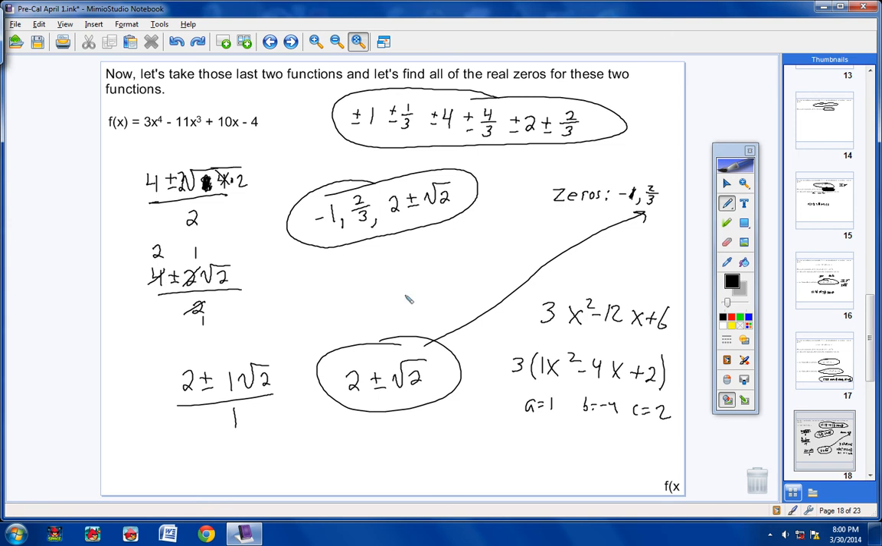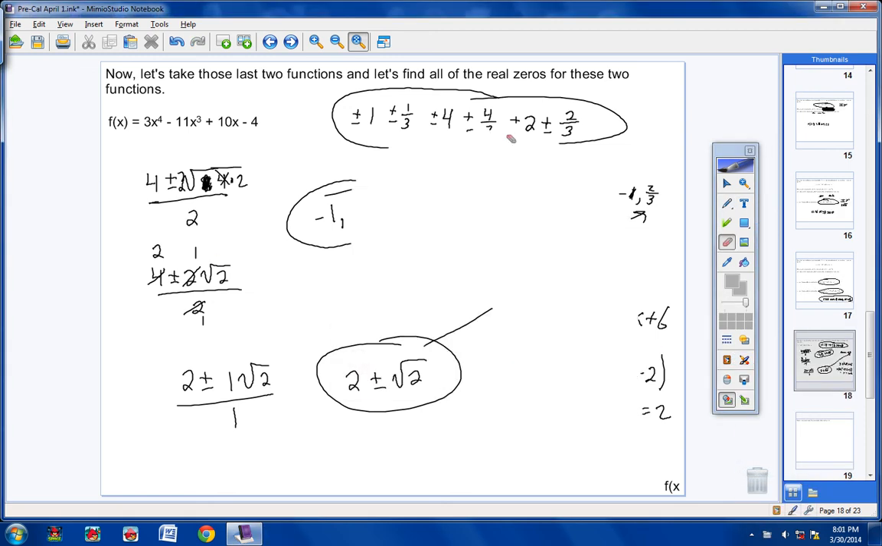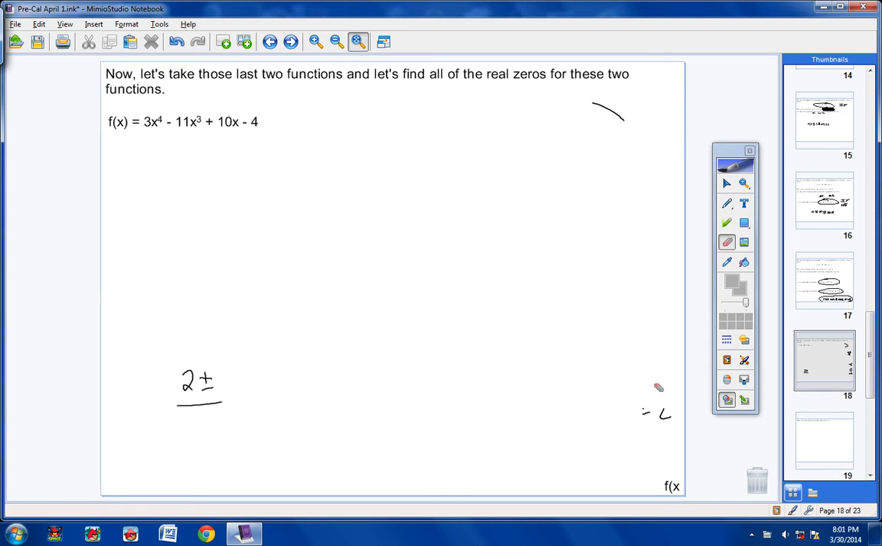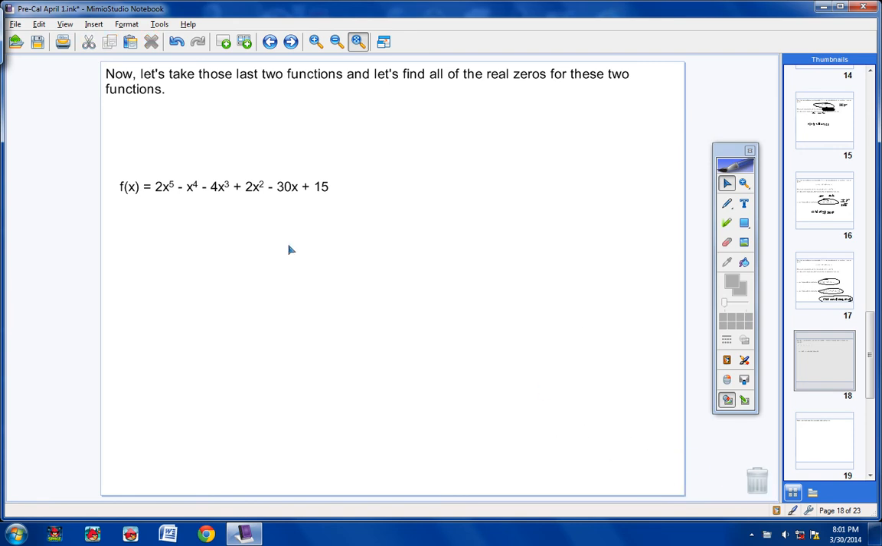Okay, let's try one more of these. Let's get some space here real quick, and let's try one more of these. Alright, and here we go. Let's find all of the real zeros of this function.